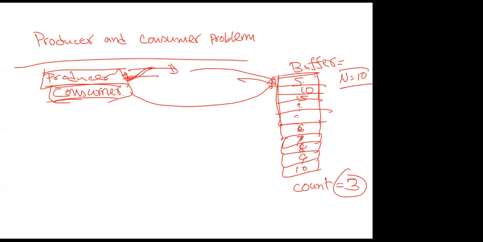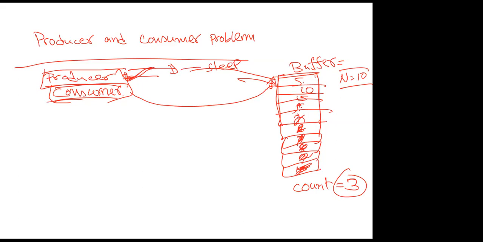At that time your producer process can fill up all the slots of this buffer by inserting numbers. Once this buffer is completely filled, your producer process will go into sleep mode, because there is no slot for inserting a number.